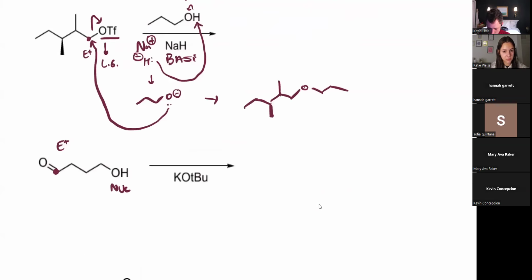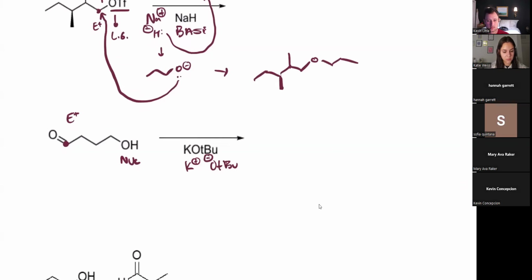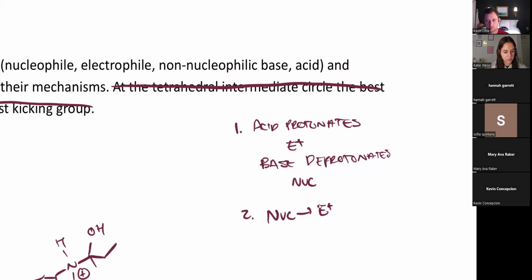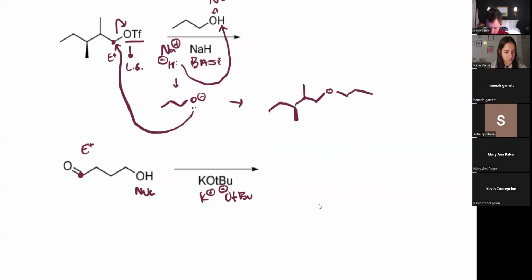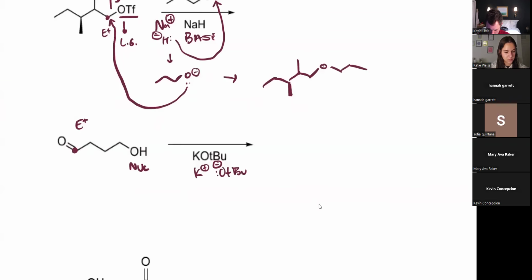So KOtBu, I see a metal. This is on the chart. This is a common base. So this is a base. Step one, base deprotonates nucleophile. So step one, my base is going to take a proton from my nucleophile.